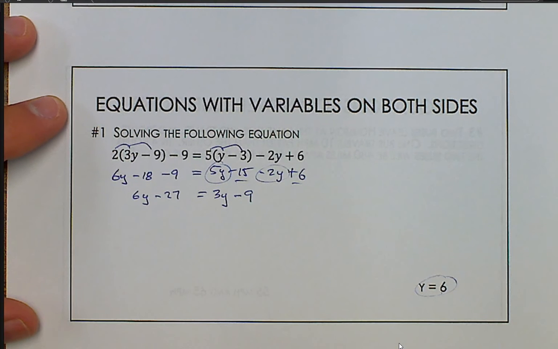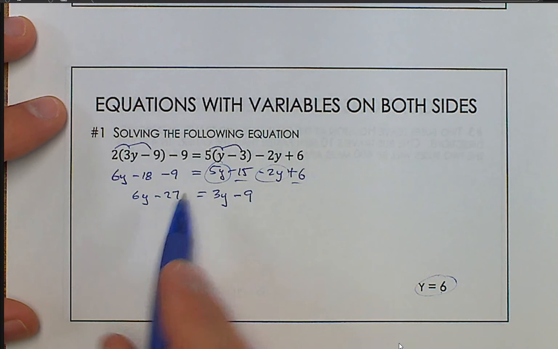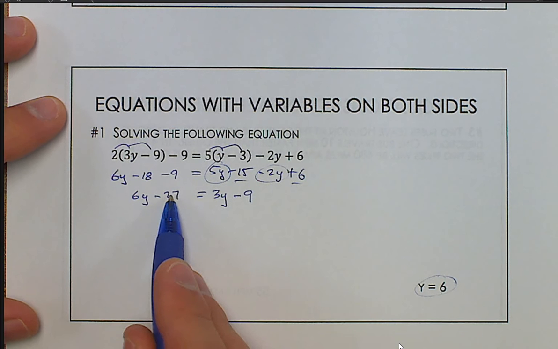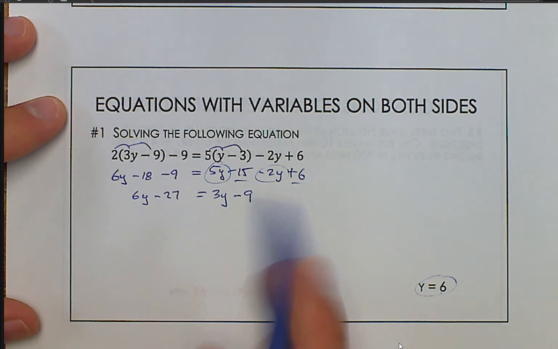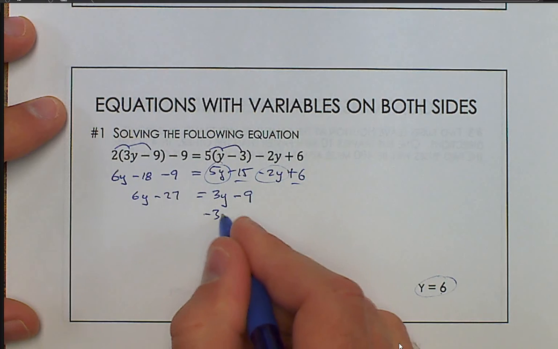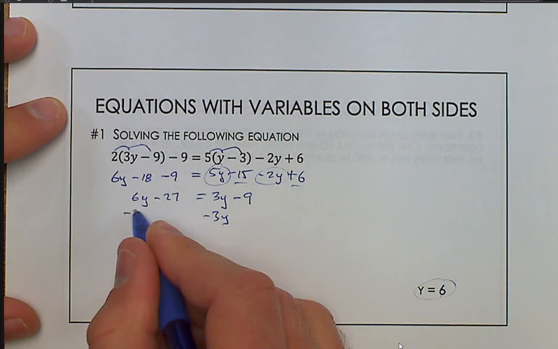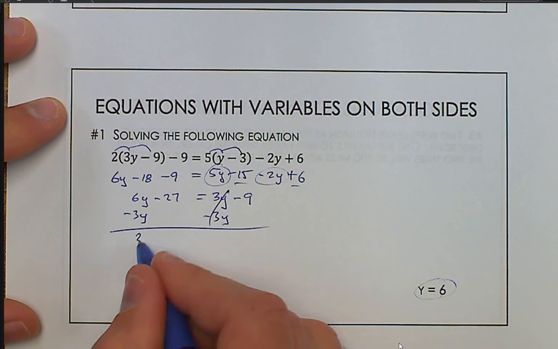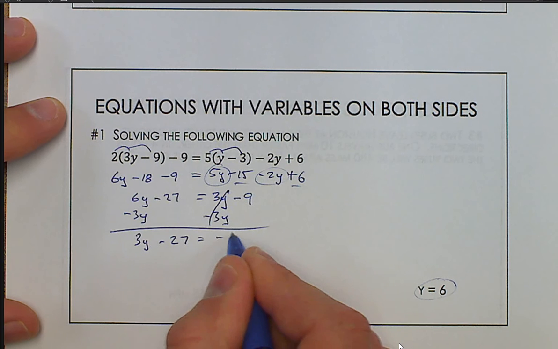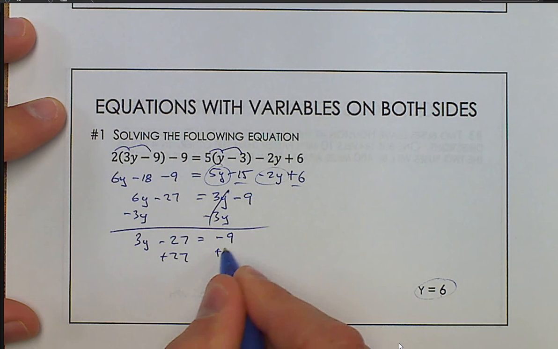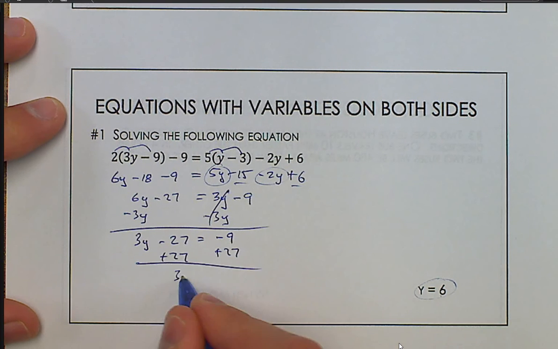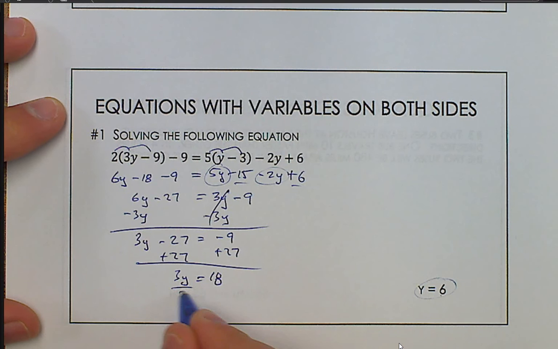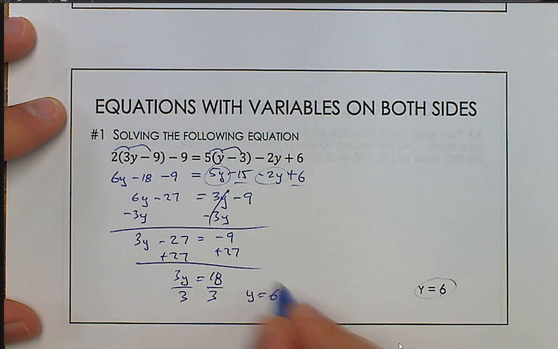Now, since I have basically the constant here of negative 27 and negative 9 and 6y and 3y kind of isolated on each side, now I can add opposites or subtract opposites, however you want to think of it. And I get 3y minus 27 equals negative 9. And I can add 27 to both sides and get 3y equals 18. Divide by 3, and I get y equals 6. Okay? Let's move on to the next.